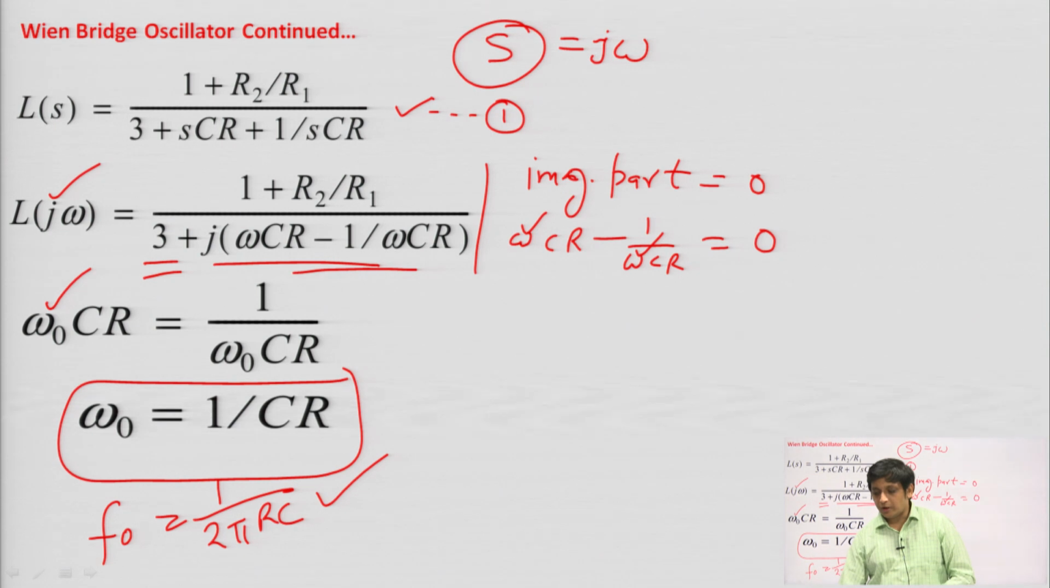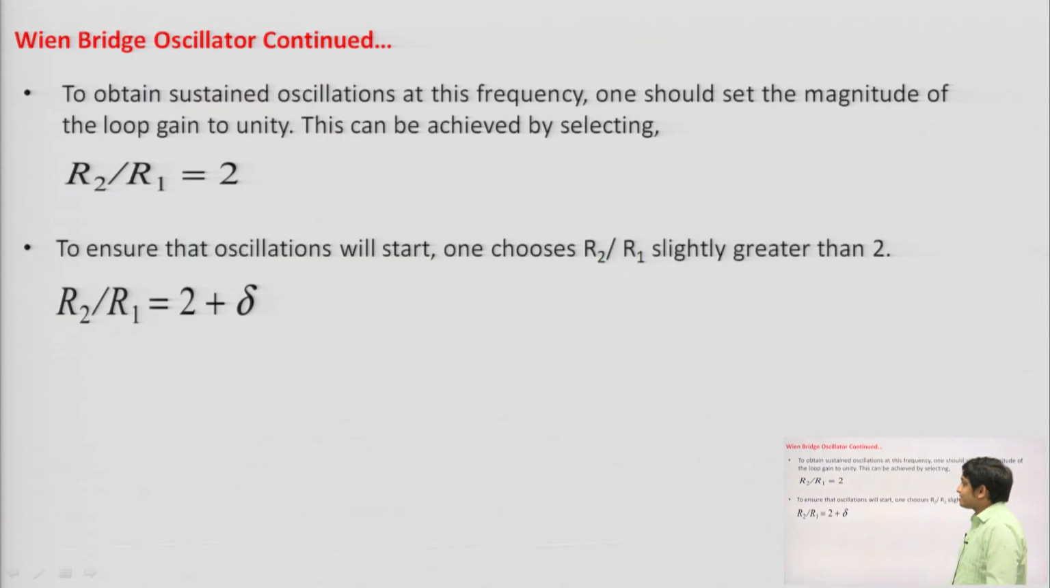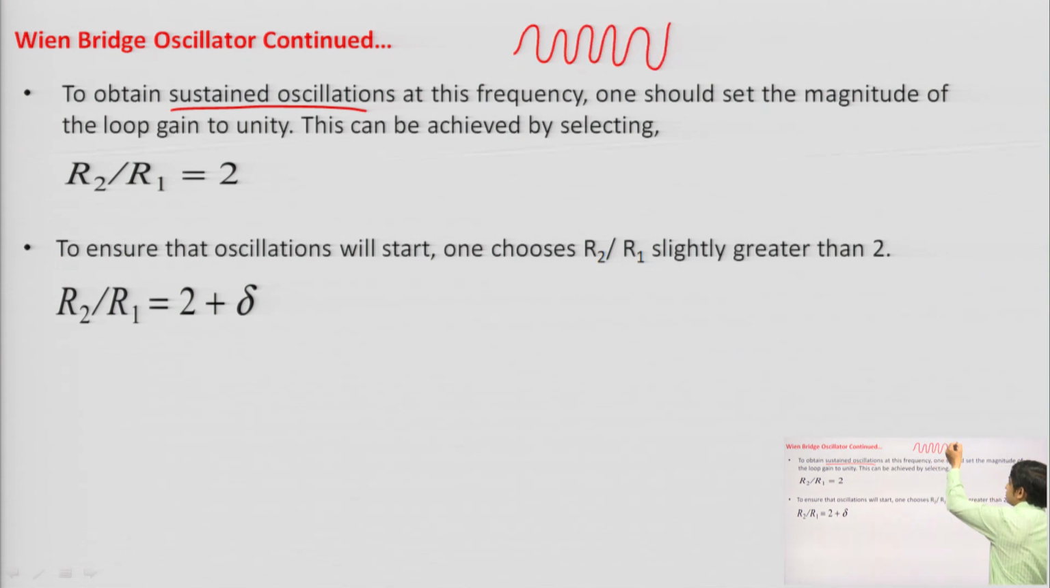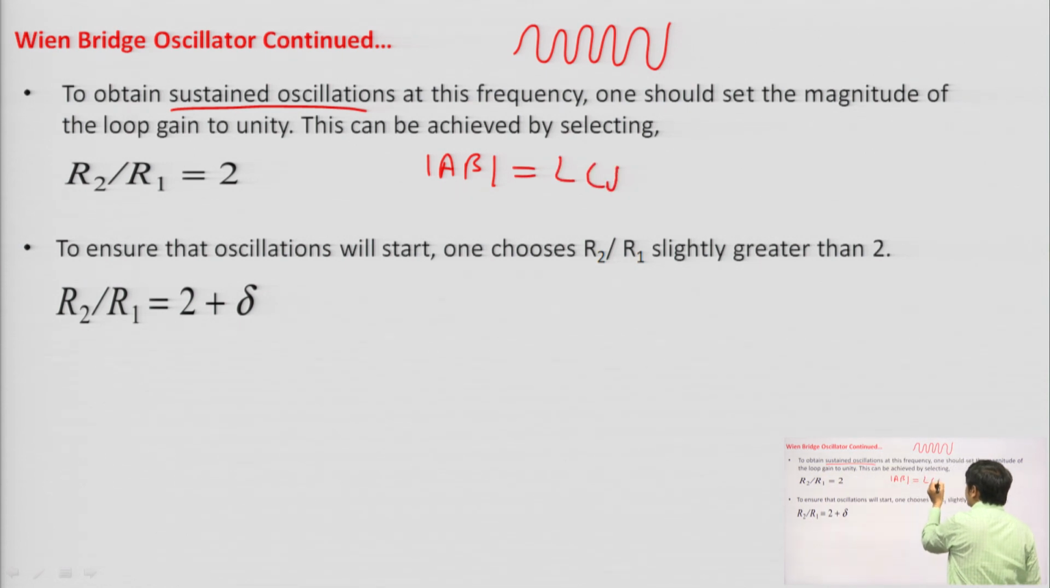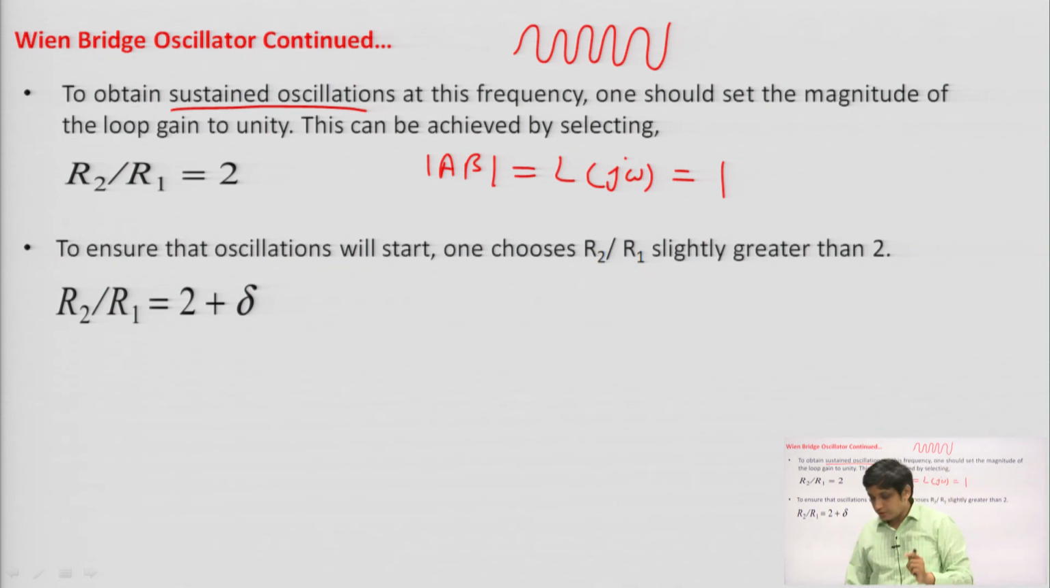Now, the next point is, what is the condition to obtain sustained oscillations at this particular frequency, that is f naught. What are sustained oscillations? I had discussed in the last class. Sustained oscillation means we will get oscillations of constant amplitude, that is what we want, right. So, for sustained oscillation, the condition is mod A beta, that is the loop gain that you have calculated for the Wien-Bridge oscillator, should be 1, right, it should be 1.